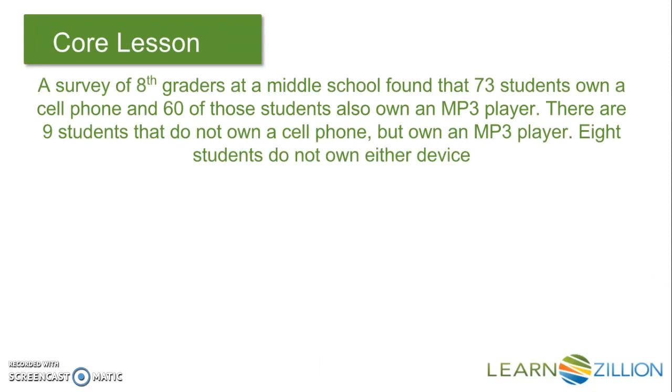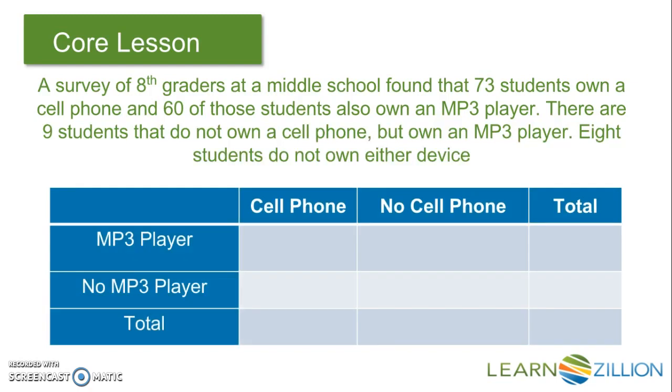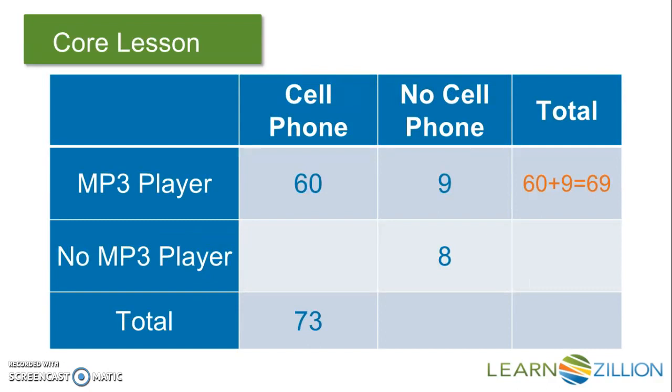Okay, cool. A survey of 8th graders at a middle school found that 73 students own a cell phone and 60 of those students also own an MP3 player. There are 9 students that do not own a cell phone but own an MP3 player. 8 students do not own either device. Okay, so you would fill this in like this. So just like the other one before, you'd create a table. Okay, so we're going to skip ahead, but we're going to do an example later.